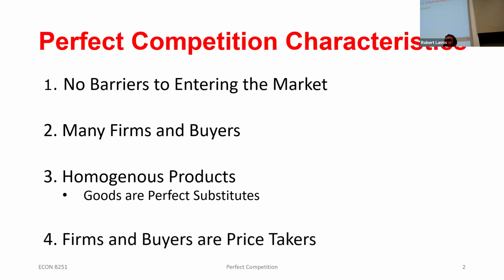And then what goes hand in hand with point 2, although as we talk about different types of markets, we'll see how sometimes these don't have to be the same thing. But many firms, many buyers leads us to this characteristic, which is that the firms and buyers in that market have to be price takers. Whatever the price of that good is, that's what they have to sell for. Whatever the price of the good is, that's what the consumer is going to have to pay.